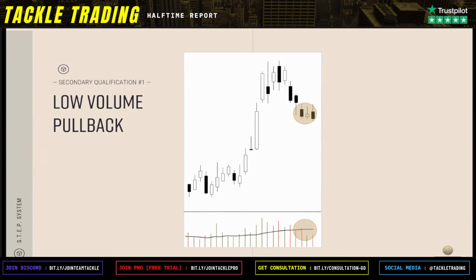But there is a debate out there whether or not you need to see. Remember, wants versus needs here. Needs are primary qualifications, wants are secondary qualifications. Do you need to see low volume in the pullback to make the trade? The answer that we ultimately ended up in is no. You do not need to see low volume in a pullback to justify the trade.